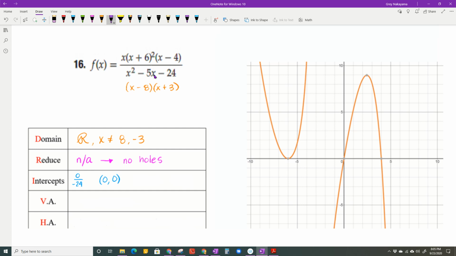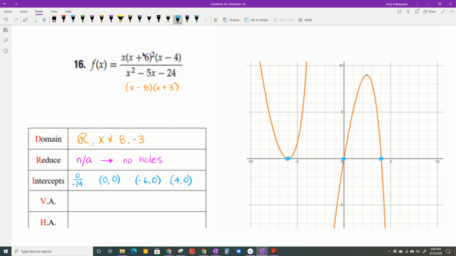The other ones, remember, I'm going to set each of these equal to 0. We already set this one equal to 0 because that's right here. If I set x plus 6 equal to 0, that's going to give me negative 6, 0. And if I set x minus 4, I'm going to get 4, 0. So do these match? I've got 0, 0. I've got negative 6, 0. And I have 4, 0. So again, you'll have to plot those in Delta Math.